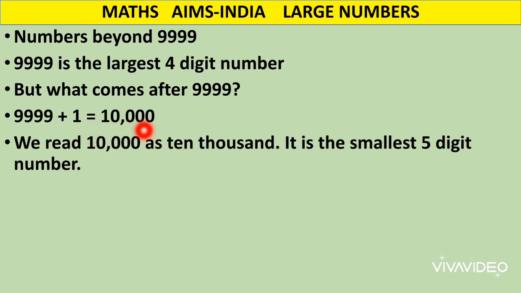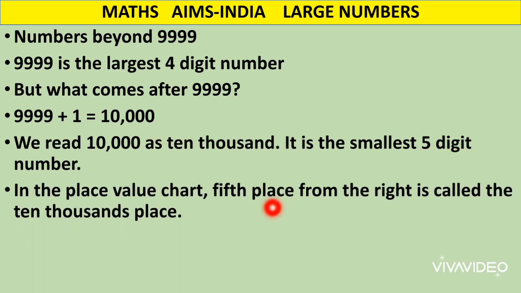What is this number read as? This number is read as 10,000. It is what? It is the smallest 5 digit number. This is the first 5 digit number. 5 digit numbers start from 10,000. So it is the smallest 5 digit number.